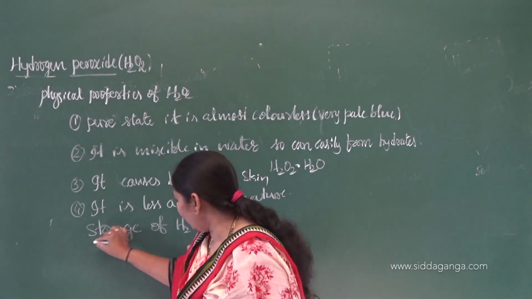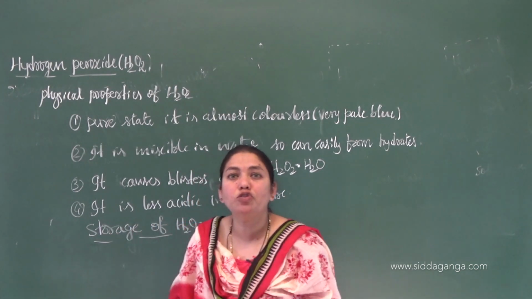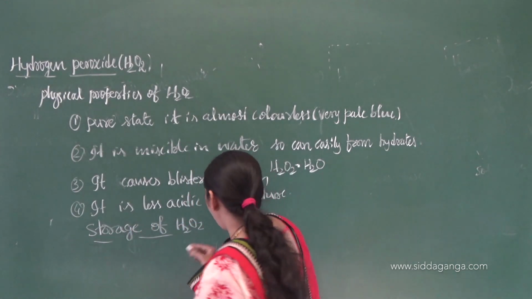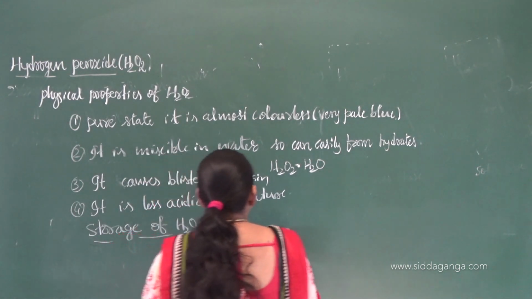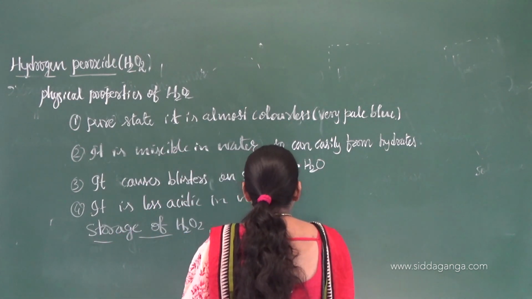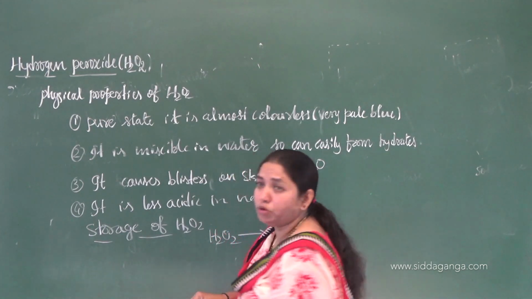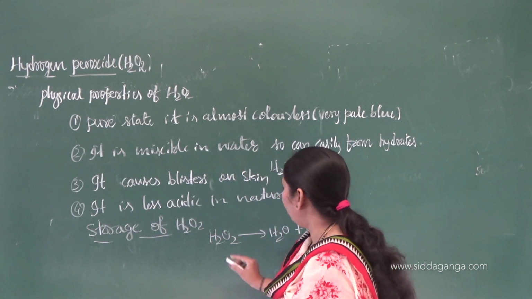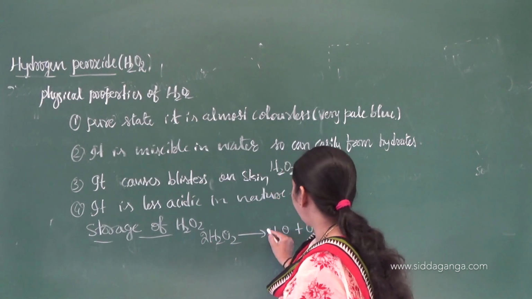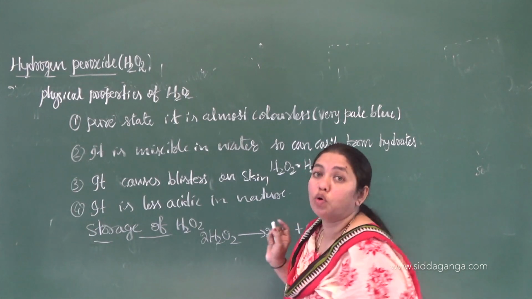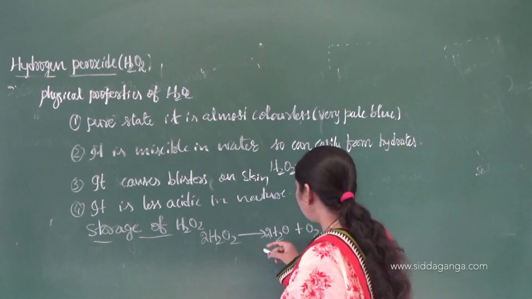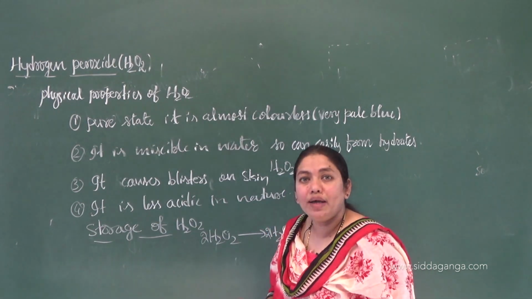Because whenever this hydrogen peroxide is exposed to light, it decomposes. When it is exposed to light, it decomposes to form what? Water and oxygen. If you take 2 here, 2 and 2, 2 plus 2 is 4. Okay, so you are going to get it like this. So it decomposes to produce water and oxygen.